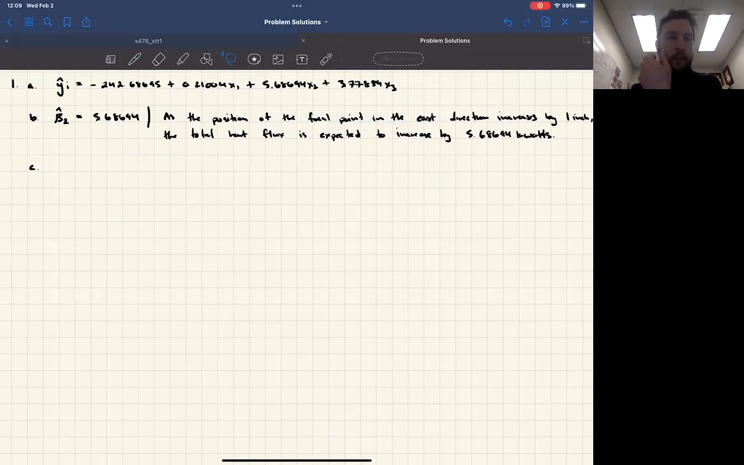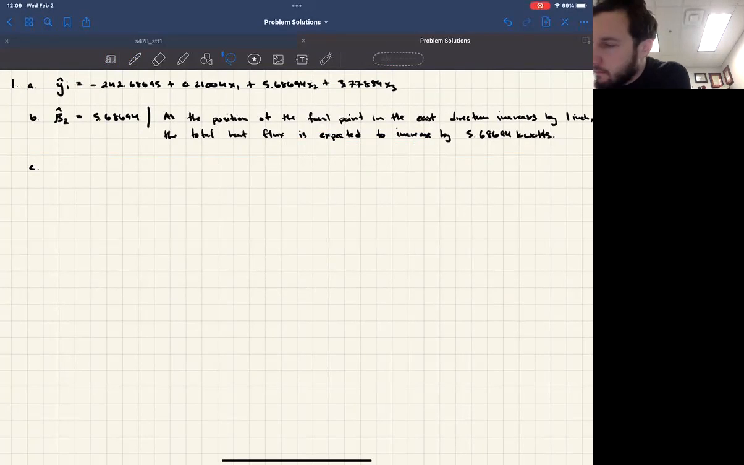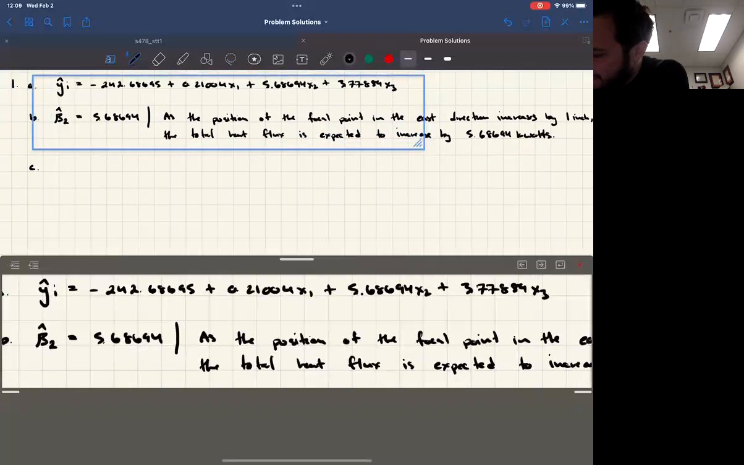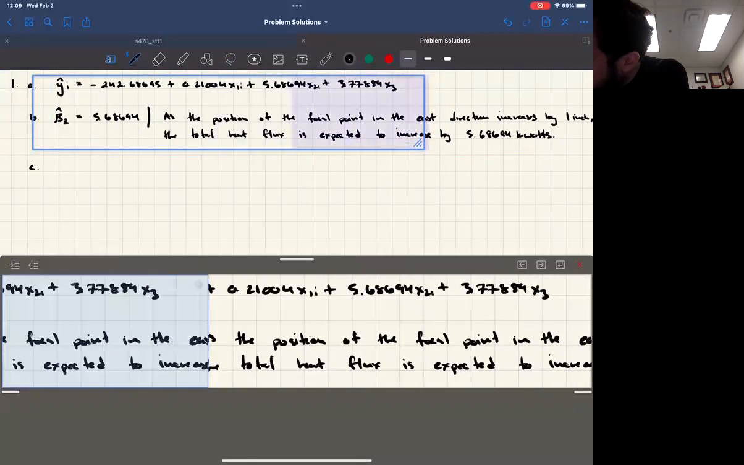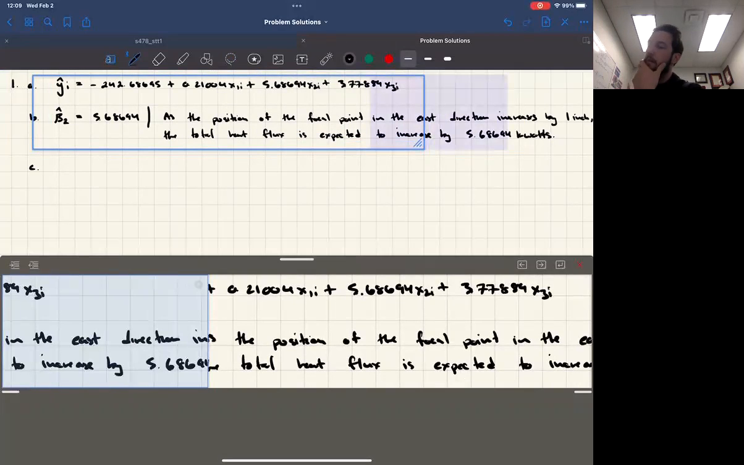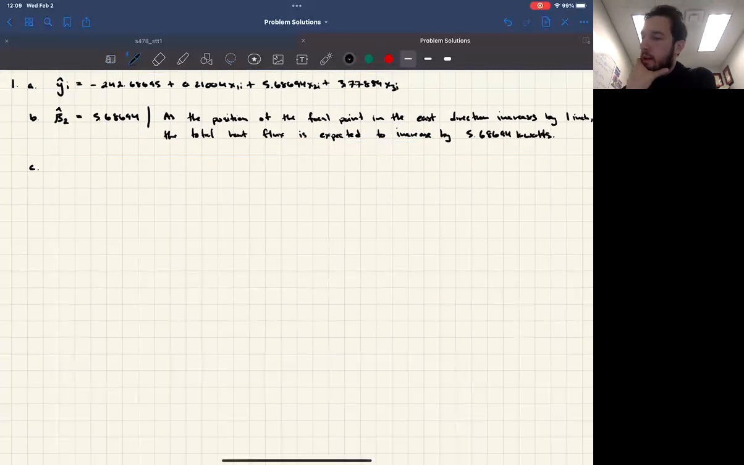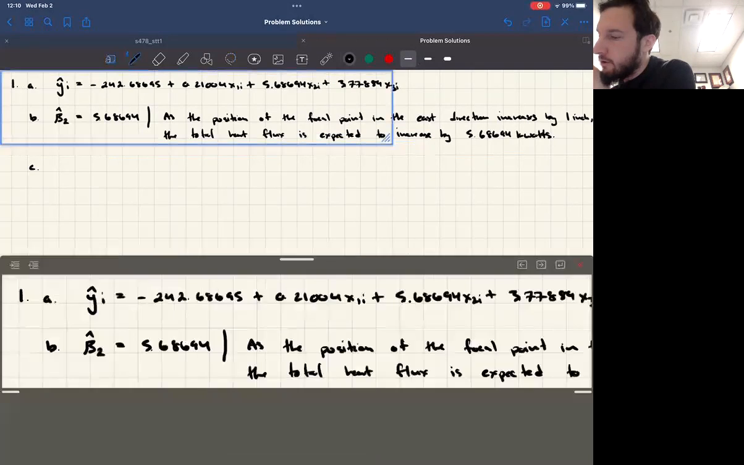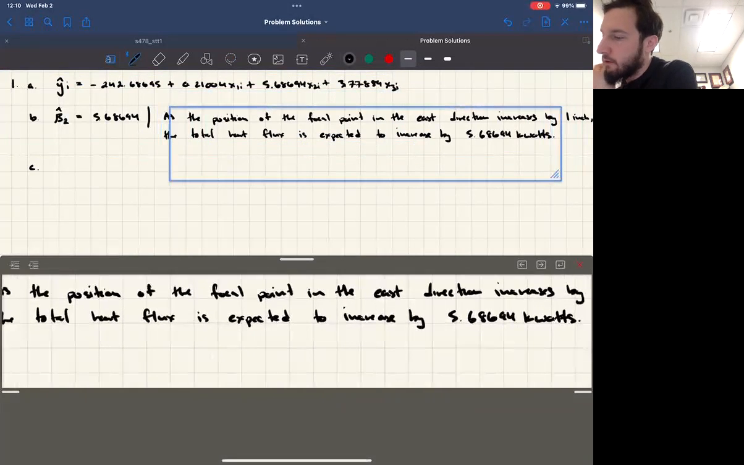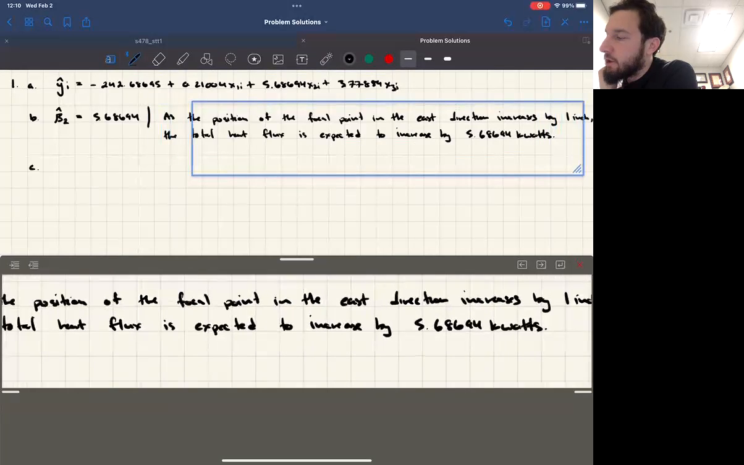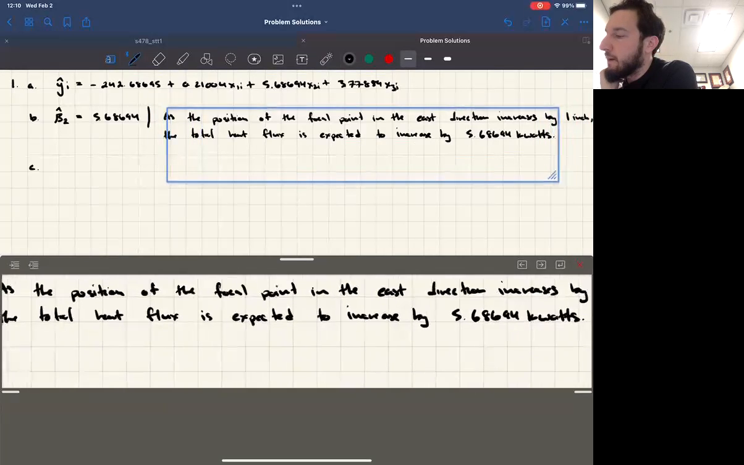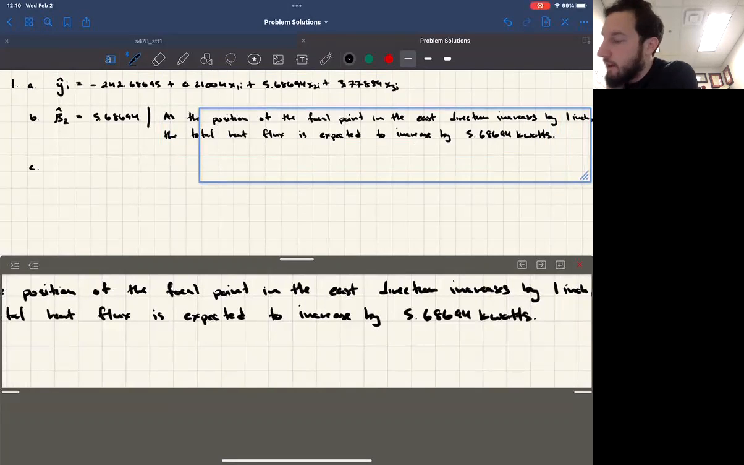So that's a pretty standard interpretation. Oh, yeah, you're right. We can write it like that. Or we can drop the I. Yeah, let's do it like that. That is more correct for sure. Thank you for pointing that out. So yeah, for part B, this is pretty much the standard interpretation of a slope. Oh, actually, I missed something here. As the position of the focal point in the east direction increases by 1 inch, the total heat flux is expected to increase by 5.68694 kilowatts.